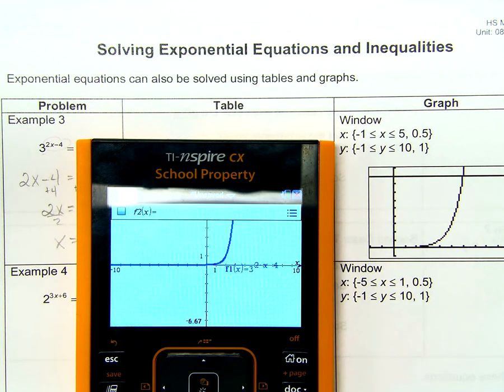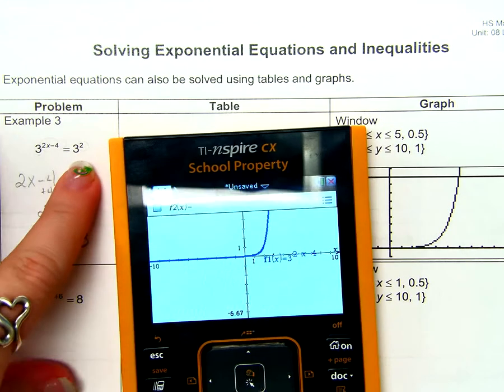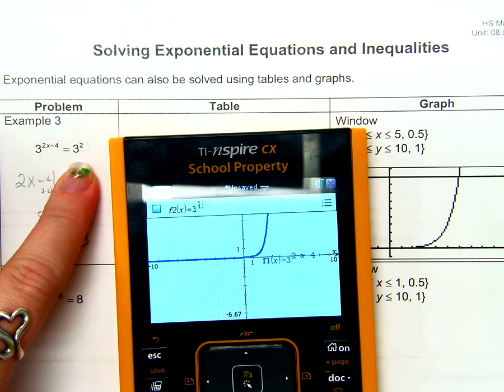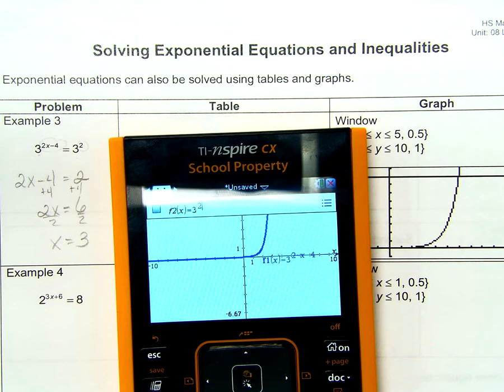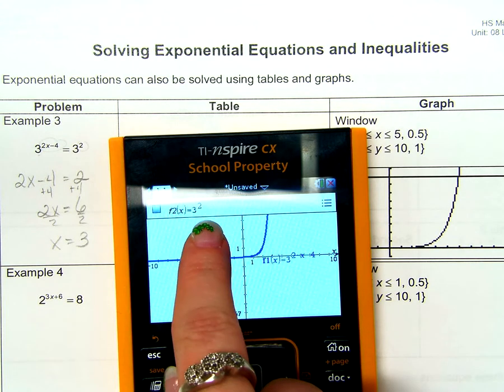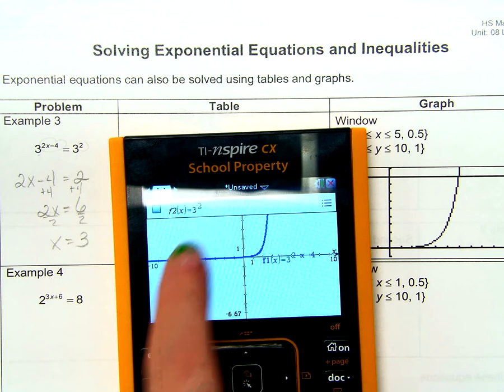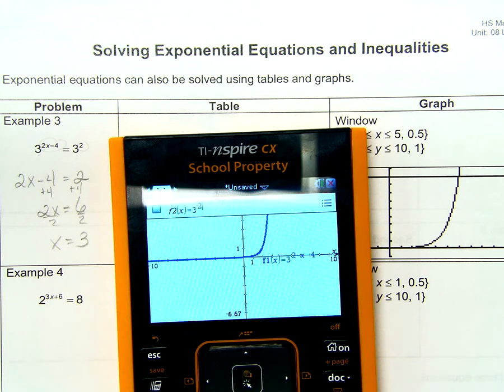I hit tab to get the F2 to come up, and then I'm going to enter the other side of the equation, 3 squared. Now, this kid earlier said, can I just put 9? What did I say? Yes. Because what is 3 squared? 9.